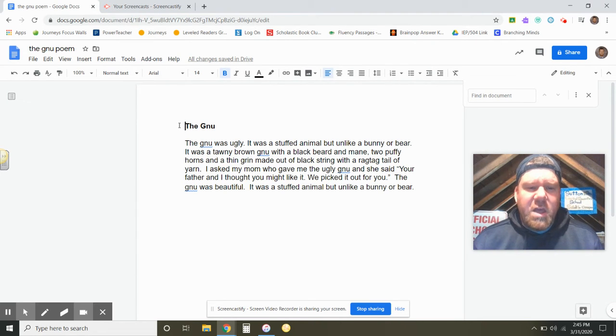So here we go. The gnu was ugly. It was a stuffed animal, but unlike a bunny or bear. It was a tawny brown gnu with a black beard and mane, two puffy horns, and a thin grin made out of black string with a ragtag tail of yarn. I asked my mom who gave me the ugly gnu, and she said, "Your father and I thought you might like it. We picked it out for you." The gnu was beautiful. It was a stuffed animal, but unlike a bunny or bear.